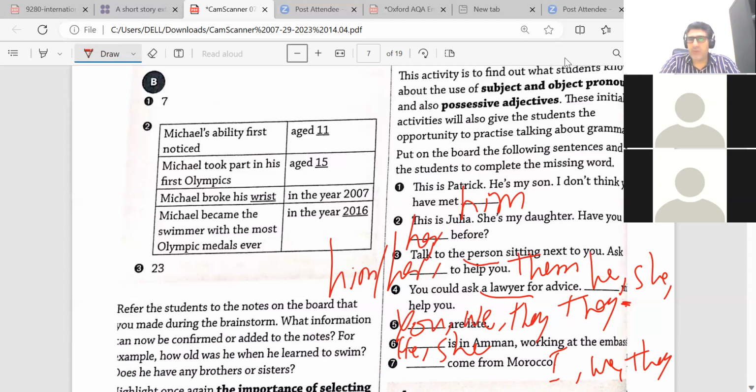طيب شباب, this is a quick review for personal pronouns, subject and object and possessive adjectives. طيب here, let me share my screen. Please refer to your book page here.